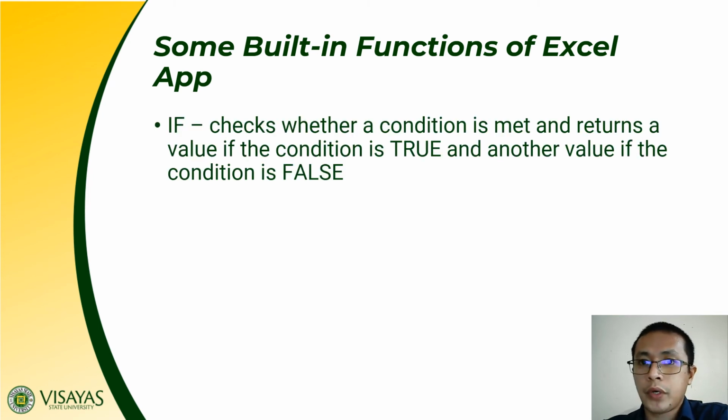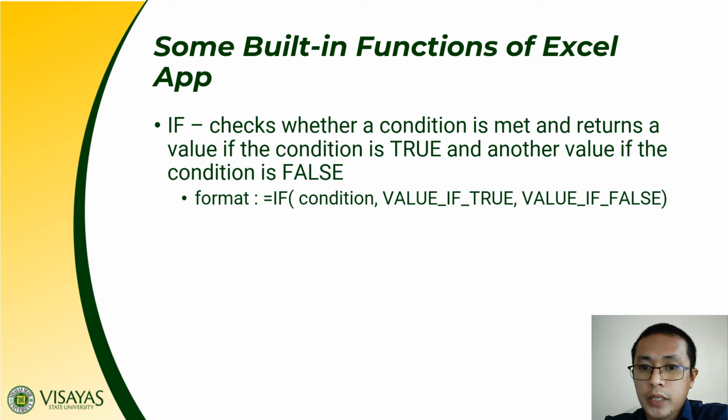Then we also have your if function, where this if function checks whether a condition is met and then returns a value if the condition is true and another value if the condition is false. So, meant to say, there is an expression that we are going to evaluate whether the expression is true or it is false. If the condition is true, then a value will be returned and another value will be shown if the condition is false.